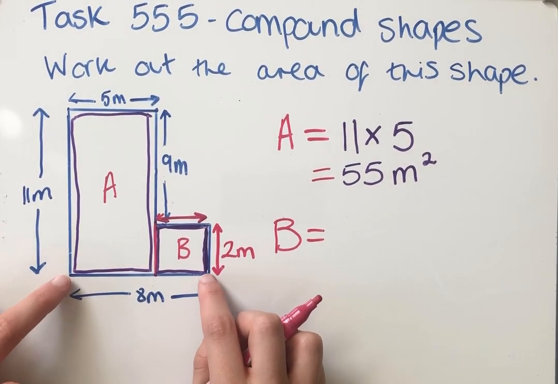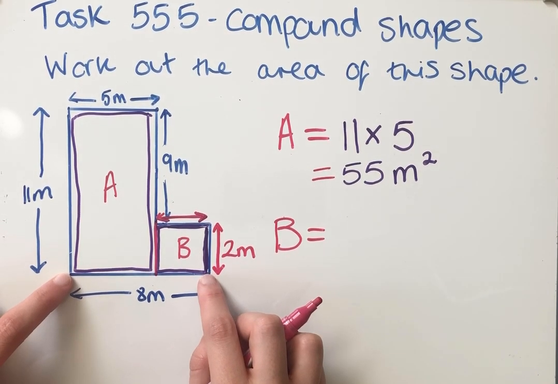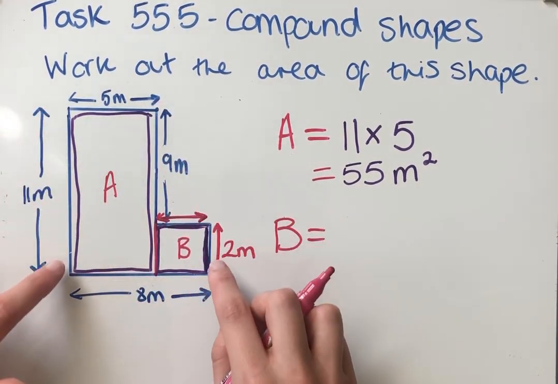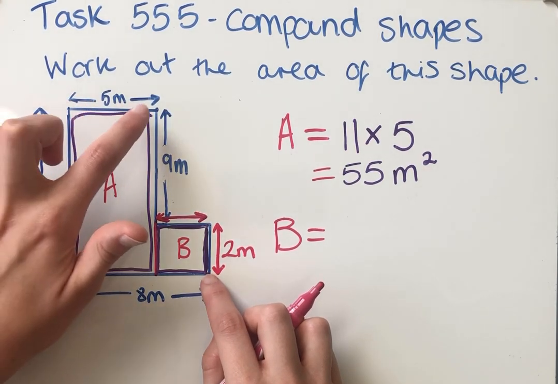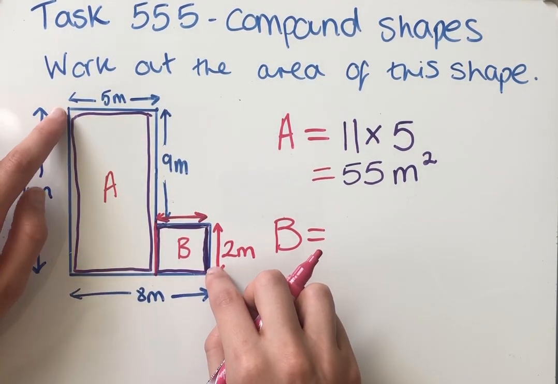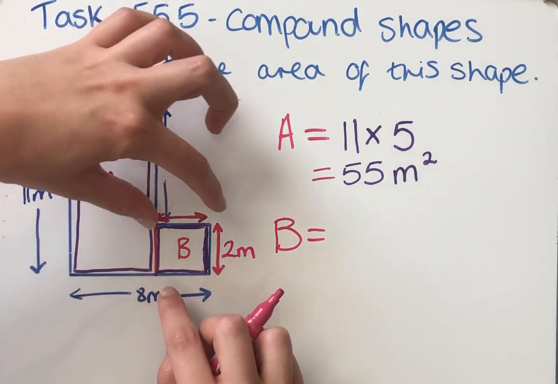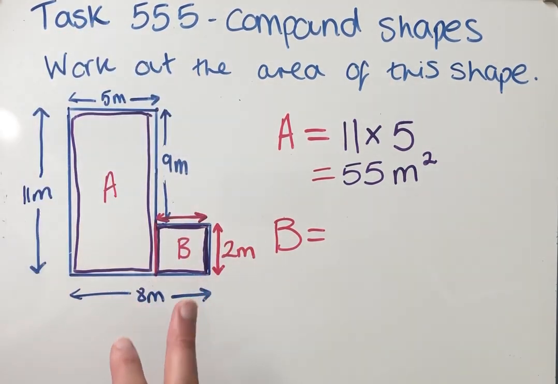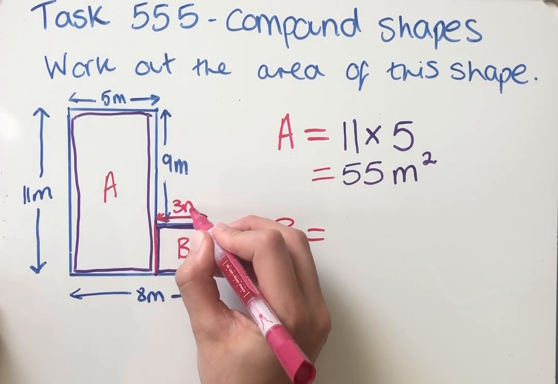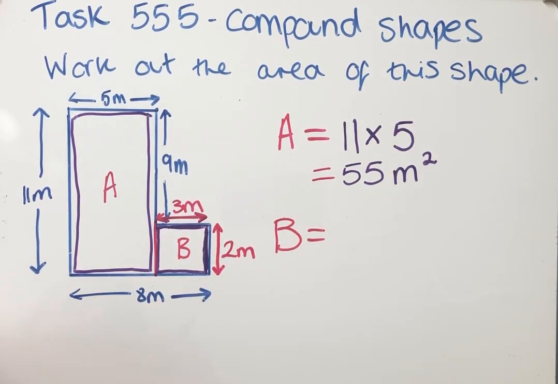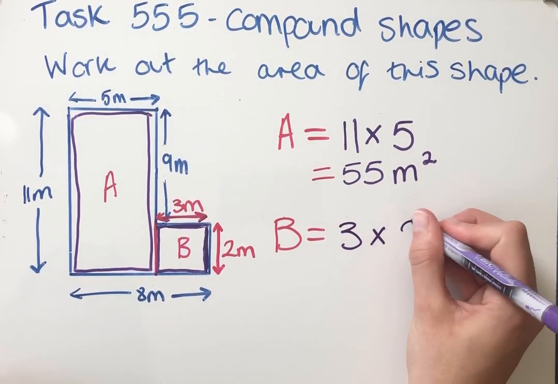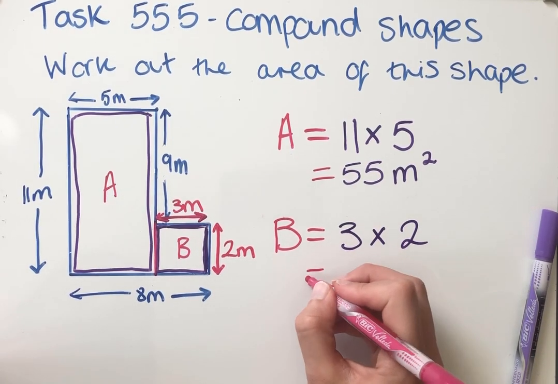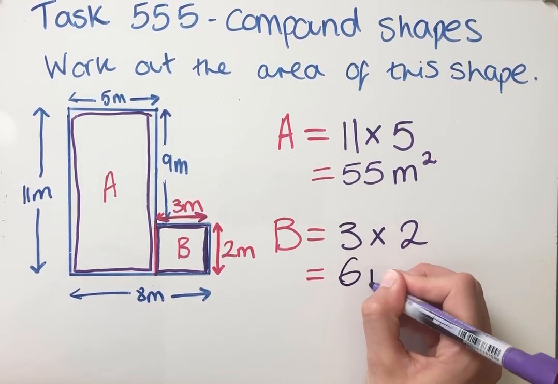Now I can see really clearly that this bit here is 8, and this part here is 5. If I do that 8 and I take away that 5 from the 8, I'm left with this bit here. So the 8, take away that 5, I'm left with this bit here, and 8 take away 5 is 3. So I've got 3 and 2 there. Remember, when we're finding the area of a rectangle, we've got to multiply them together. So 3 times 2, which is 6 metres squared.